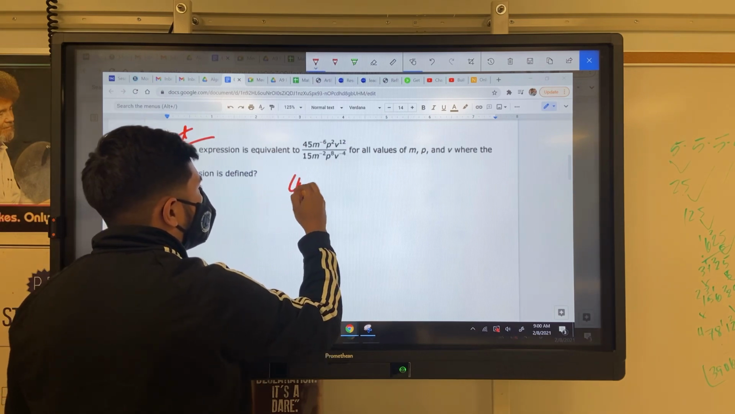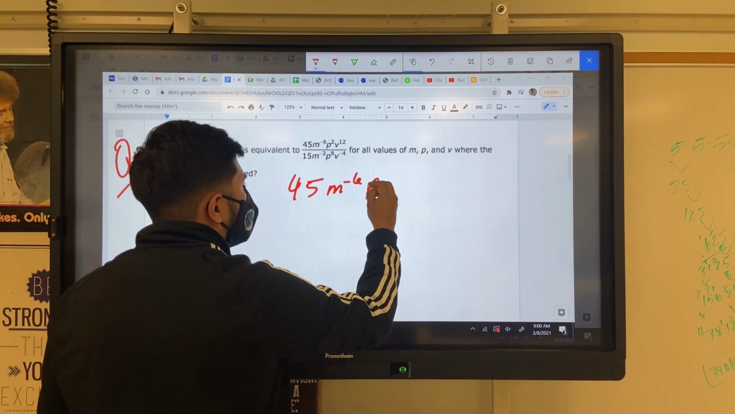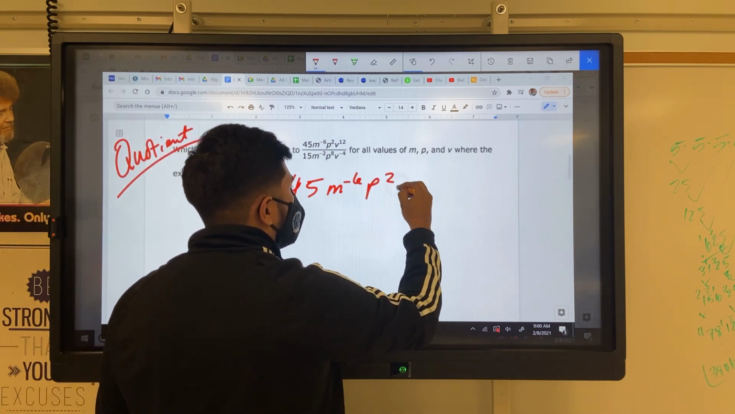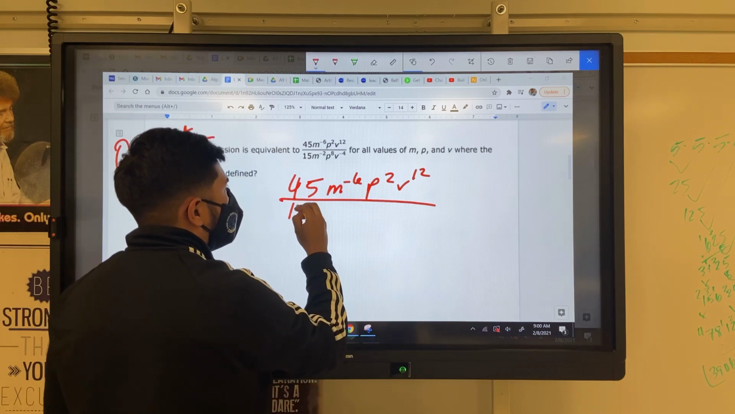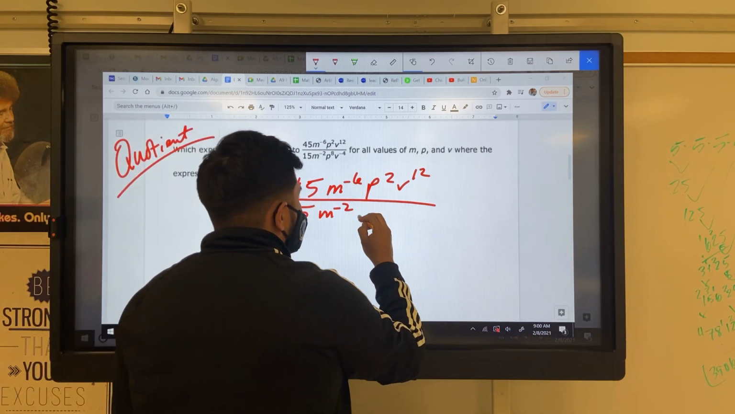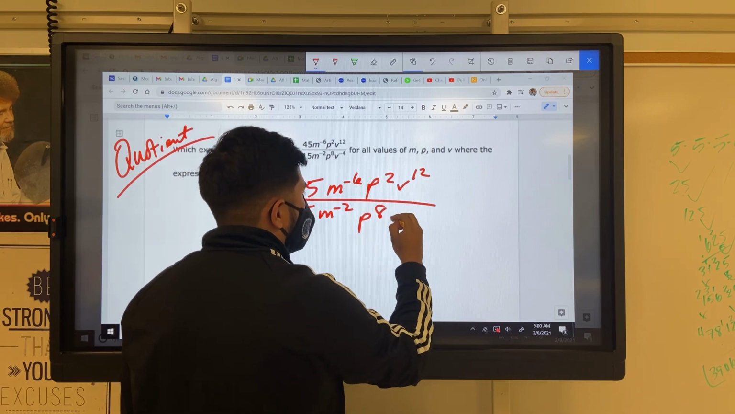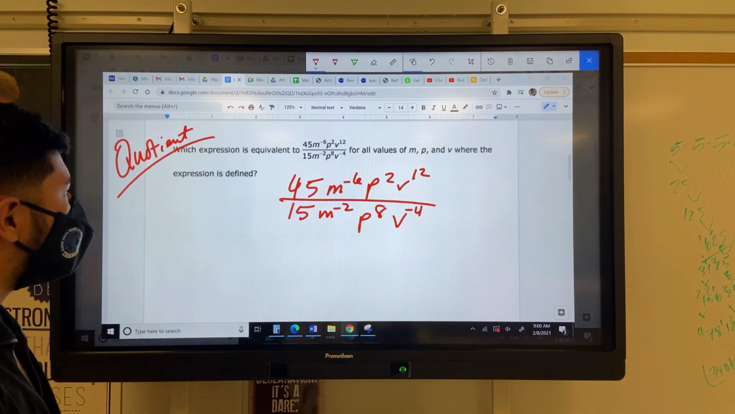You write it: 45 m to the negative 6, p to the 2, v to the 12, over 15 n to the negative 2, p to the 8, v to the negative 4. Let's do it.